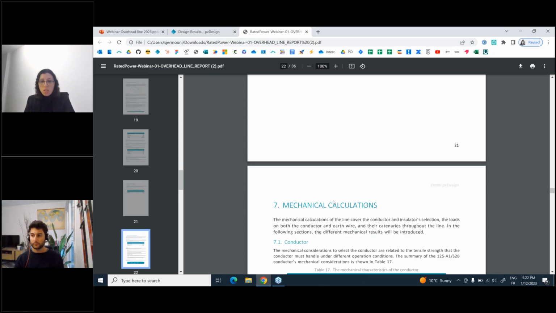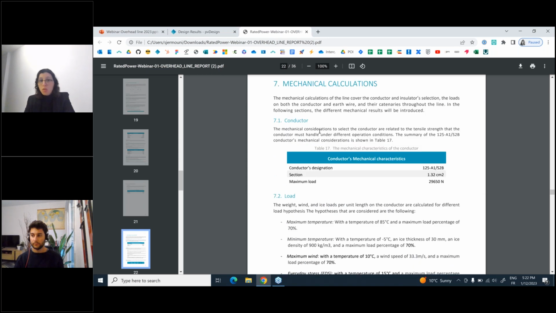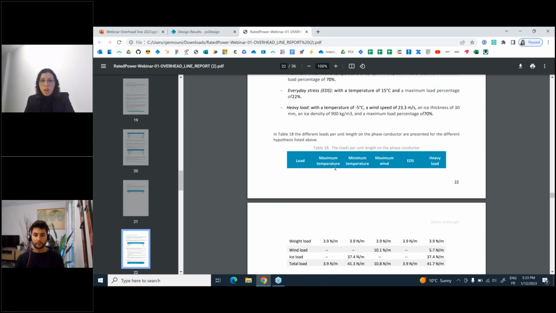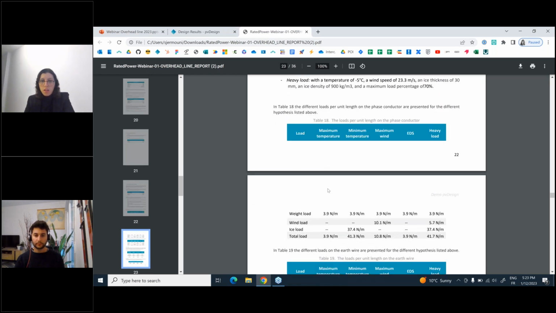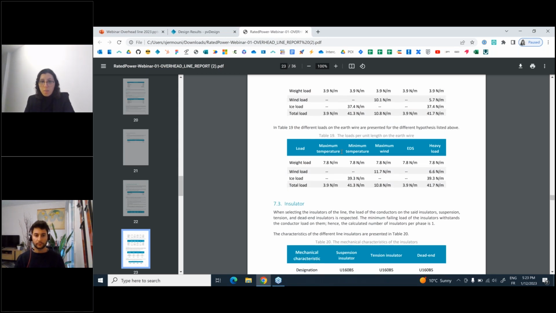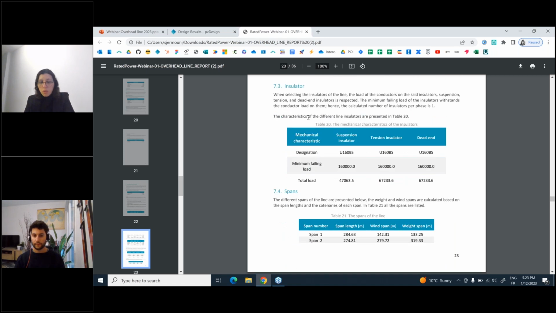In the mechanical calculation, you'll find the results regarding the load on the conductor phase, on the earth wire, and on the insulator, based on certain hypotheses: the maximum temperature hypothesis, minimum temperature, maximum wind, the everyday stress, and the heavy load. So you'll find here a table with each hypothesis and the corresponding load for both the earth wire and the phase conductor. And then we have the insulator as well. Same thing, you have here each type of insulator with the minimum failing load and the total load calculated.